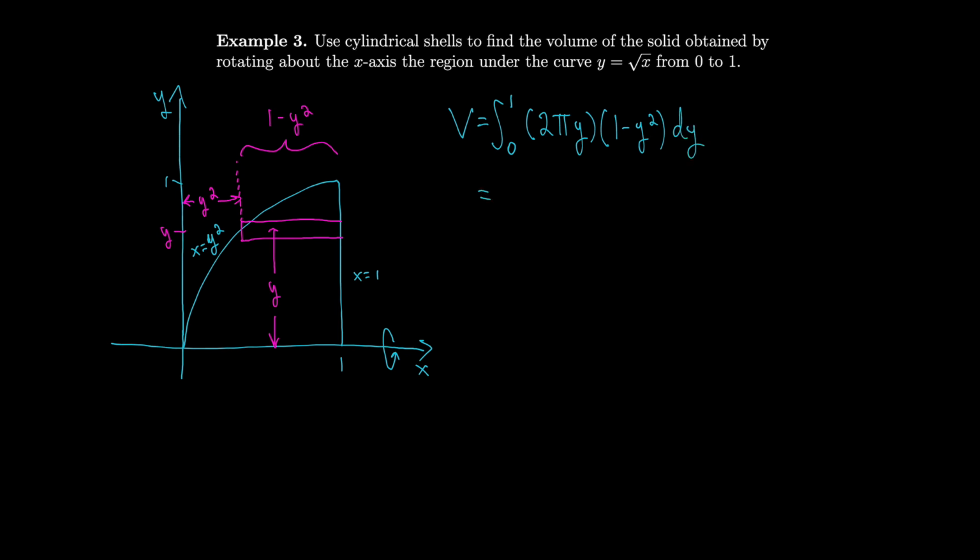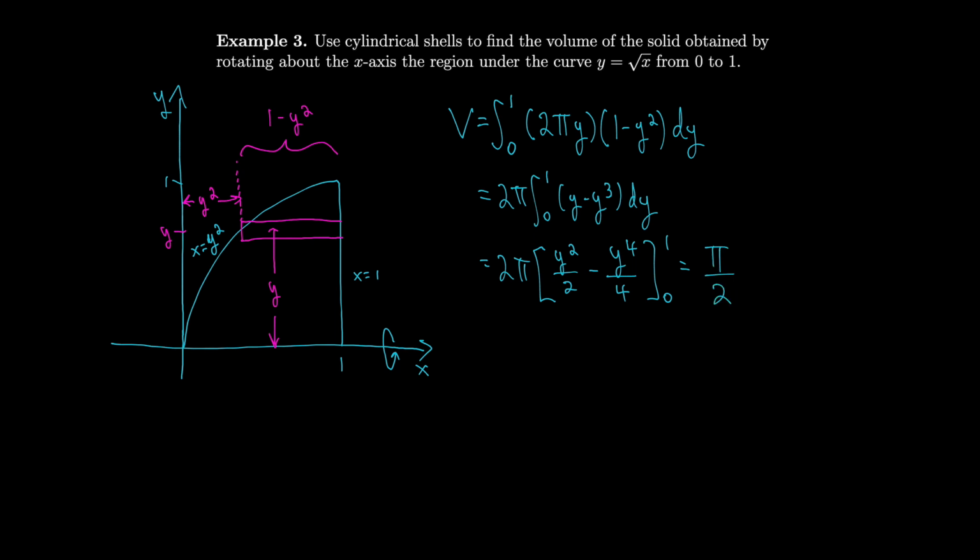So then this equals 2 pi times the integral from 0 to 1 of y minus y cubed dy, which is equal to 2 pi times the antiderivative, y squared over 2, minus y to the 4th over 4, evaluated from 0 to 1, which is pi over 2. So the integral wasn't that bad.